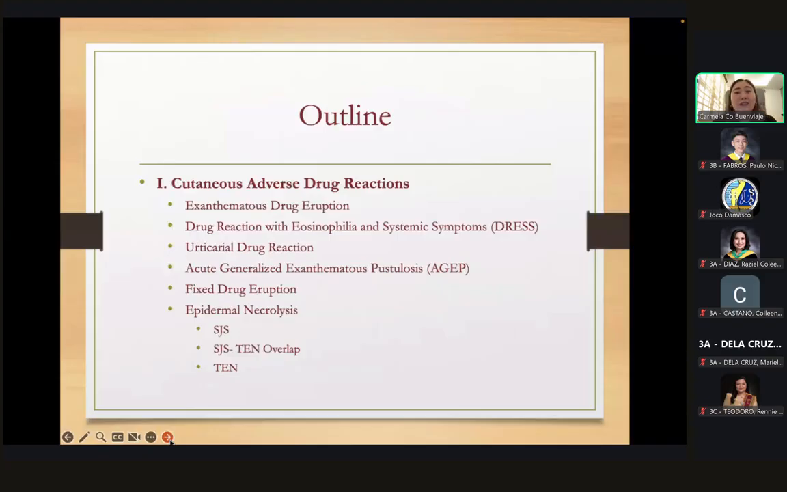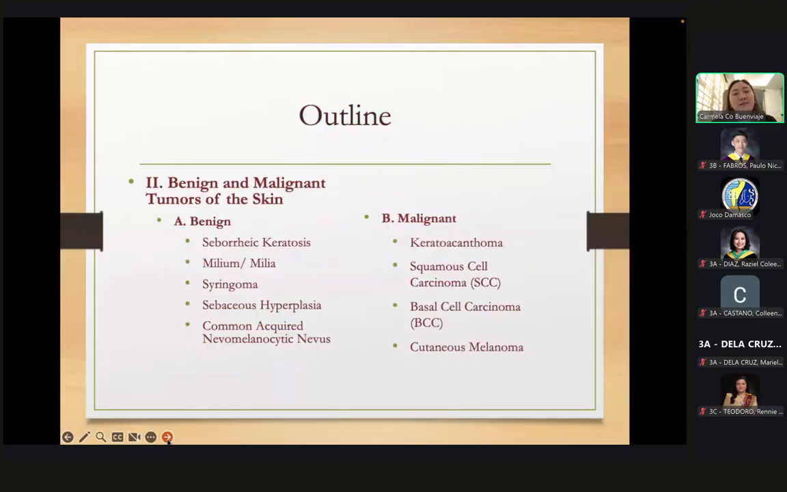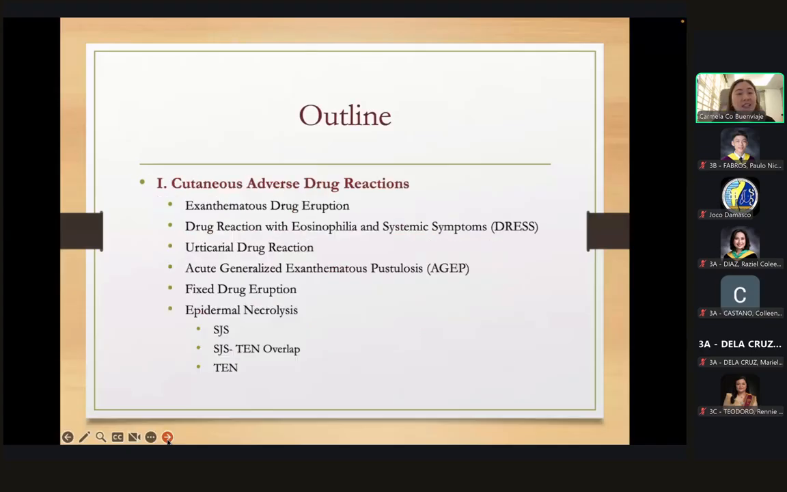Okay, so this will be the outline that we will be using for cutaneous adverse drug reactions and for benign and malignant tumors of the skin. Okay, so let's start with cutaneous adverse drug reactions.